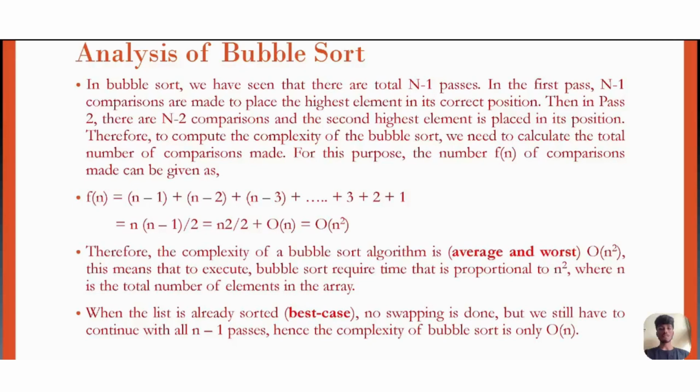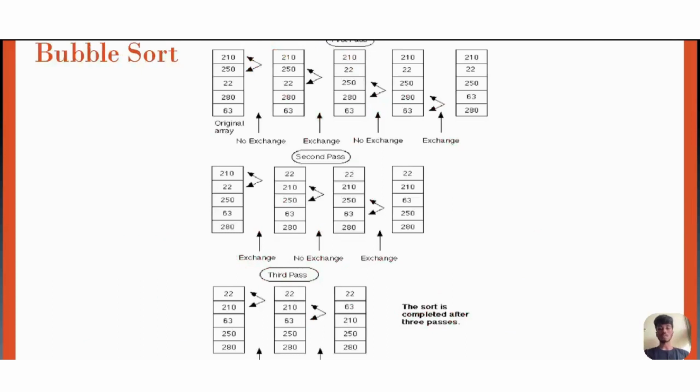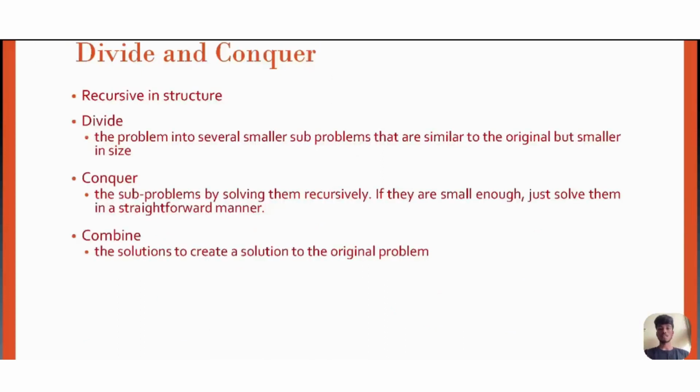Analysis of bubble sort. In bubble sort, we have seen that there are a total of n minus 1 passes. In the first pass, n minus 1 comparisons are made to place the highest element in the correct position, then in pass 2 there are n minus 2 comparisons. So f of n equals n minus 1 plus n minus 2, and so on, up to 3 plus 2 plus 1, which is of the order of n square. Bubble sort complexity is order of n square. And this is a picture you can understand by seeing it.